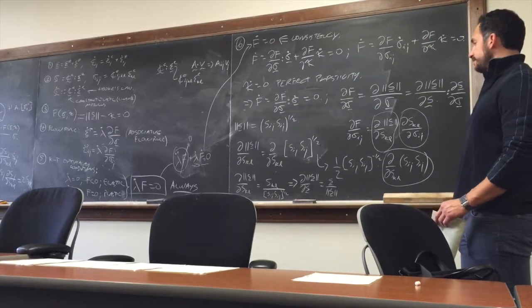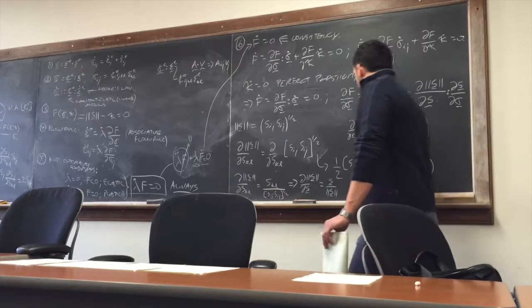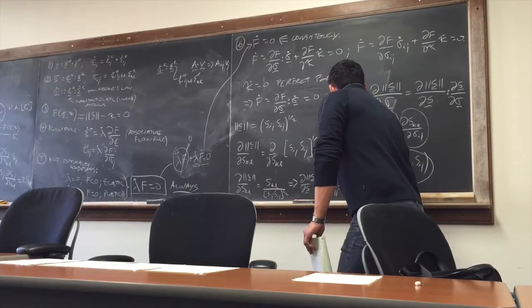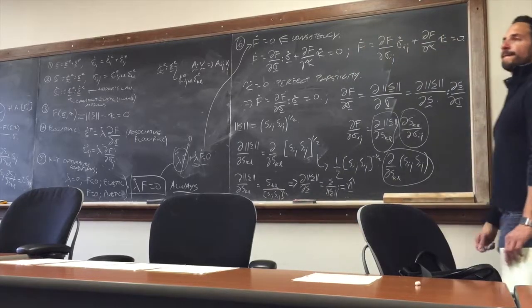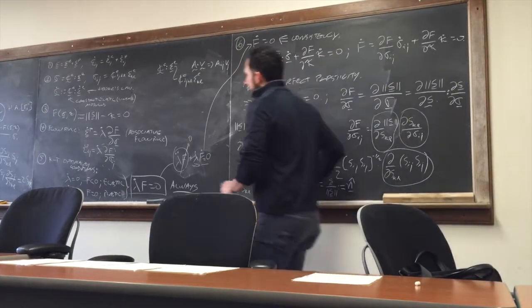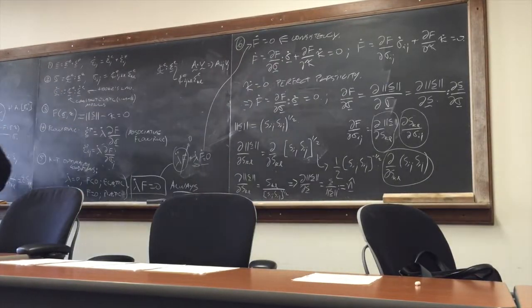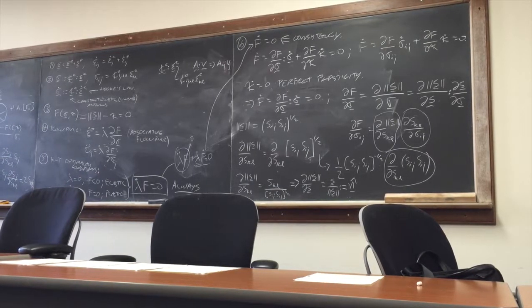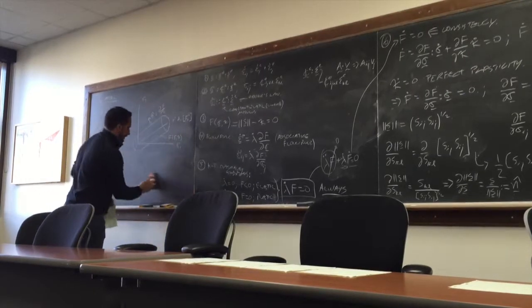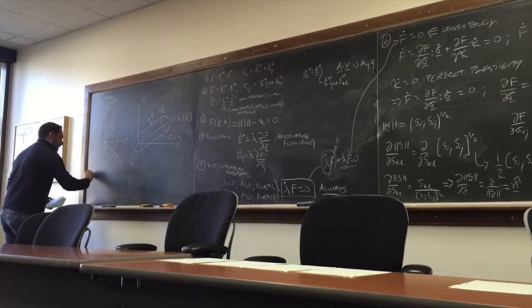Okay? And this we're going to formally call n-hat. Okay? It's a unit tensor. So let's write some of the properties of n-hat. I can erase this now, right? Everybody got this? So n-hat is a unit tensor.